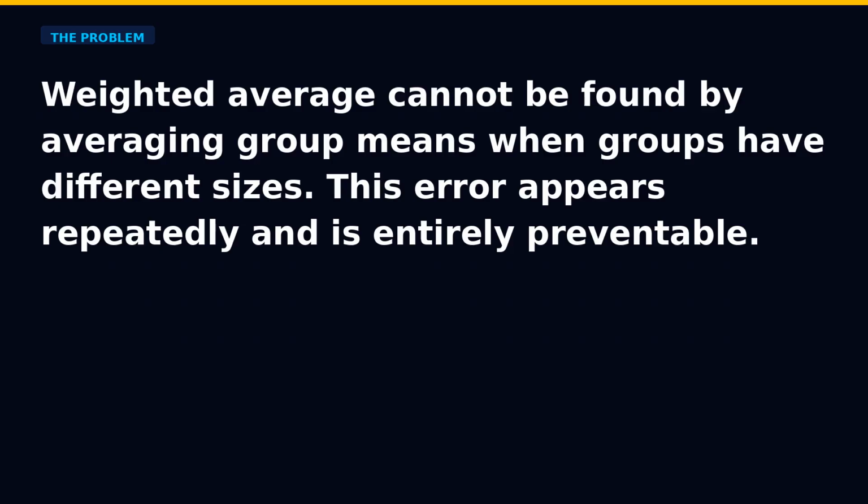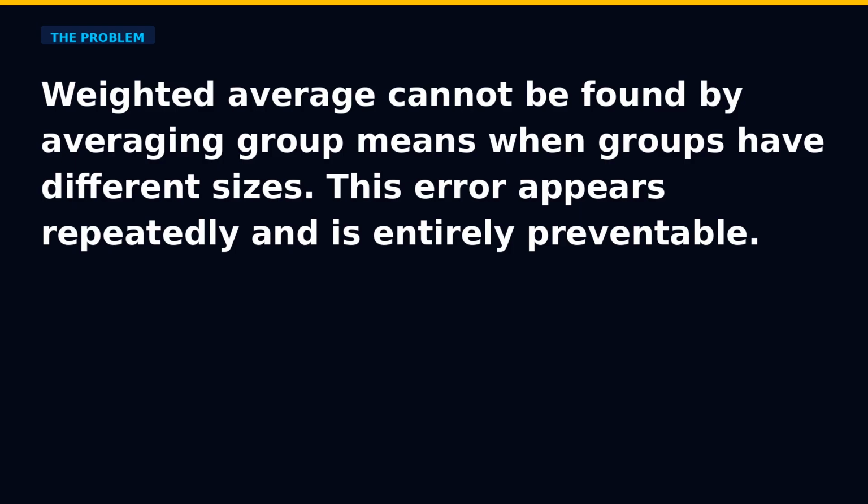Here is the weighted average error in its standard form. Class A has 20 students with average score 80. Class B has 30 students with average score 70. Students add 80 and 70 and divide by 2 to get 75. The correct answer is 74. Why? Class B has more students and pulls the combined average toward its own mean of 70. Larger groups have greater influence.